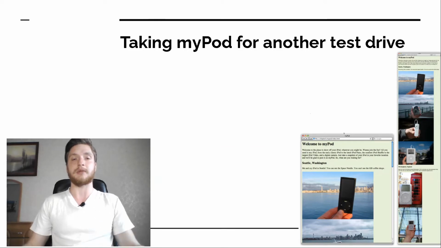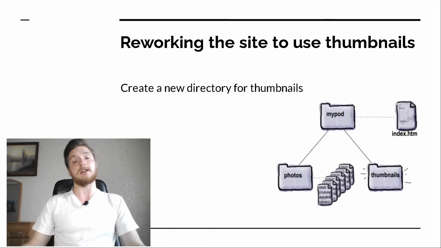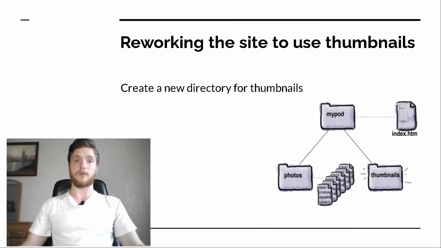Reworking the design to use thumbnails. You're now going to make this page more usable by substituting a smaller image, which we'll call a thumbnail, for each photo, and then you'll create a link from the thumbnail to each of the larger photos. Here's how you're going to do this, one step at a time. Create a new directory for the thumbnails, resize each photo to 150 by 100 pixels and save it in the thumbnail folder. Set the src of each image element in index.html to the thumbnail version of the photo. Add a link from each thumbnail to a new page containing the larger photo.